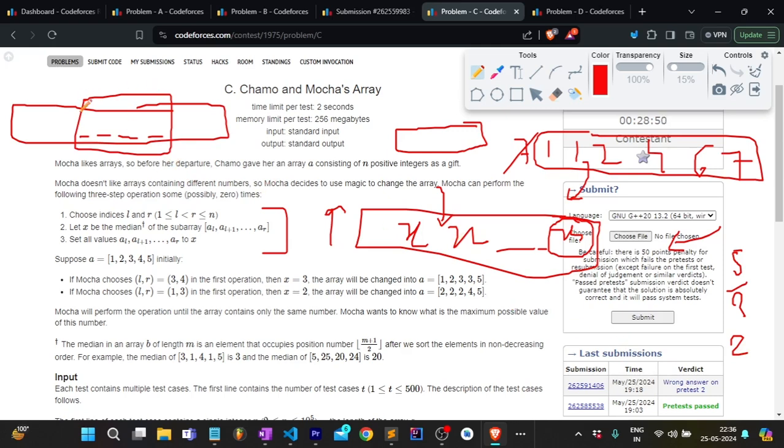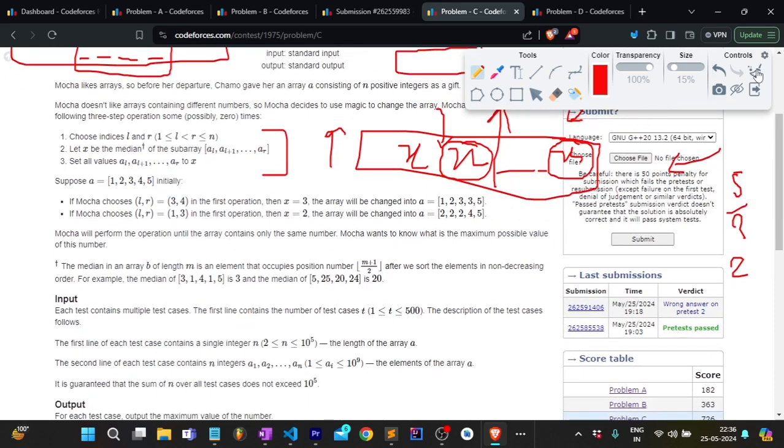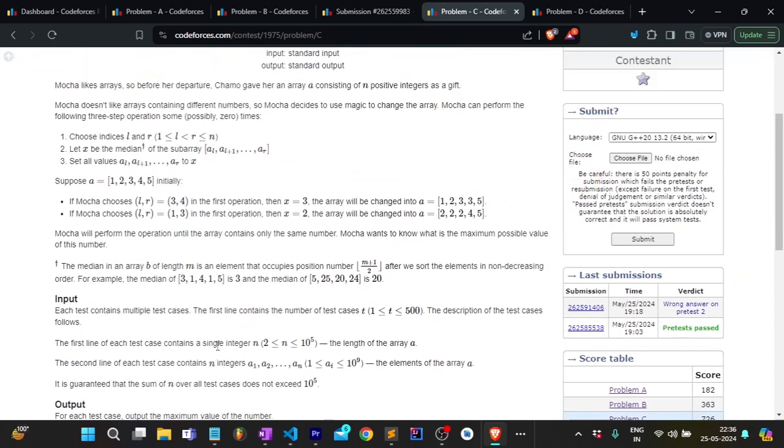The operation is that we can choose a subarray and replace all the elements of the chosen subarray with the median of that particular subarray. After doing this, we have to perform the operations until all the elements in the given array are equal to each other. Let's suppose the equal value is x. Now the value of x should be the maximum possible. That is the problem statement. Now let's talk about how we can solve this.